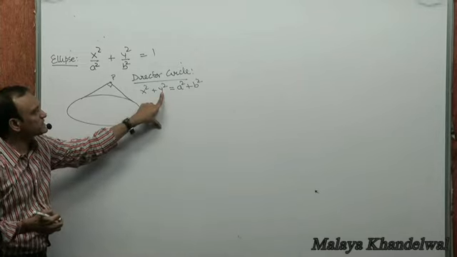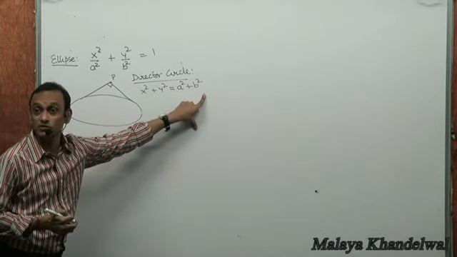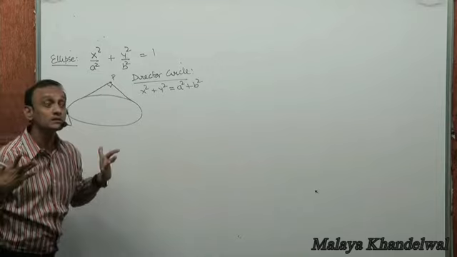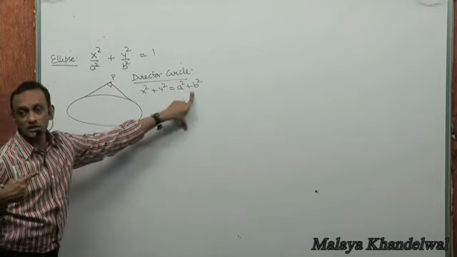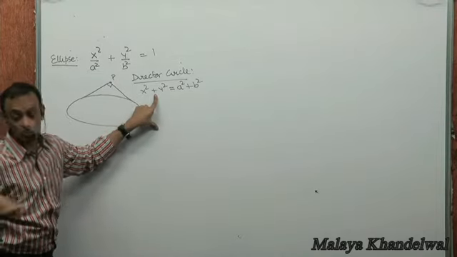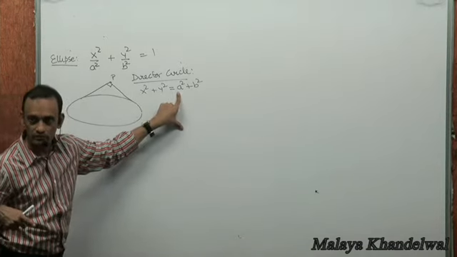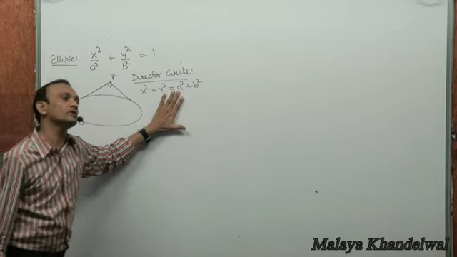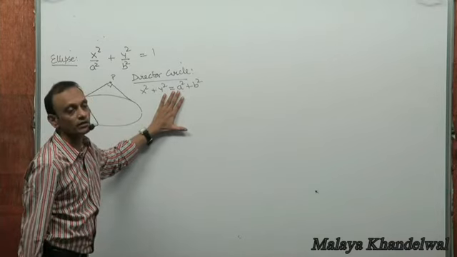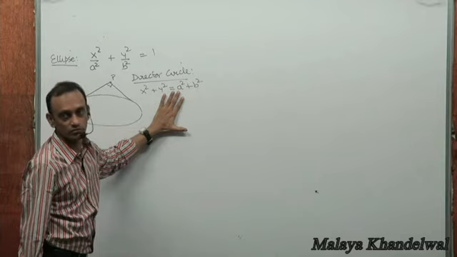Director circle of an ellipse is x squared plus y squared equals a squared plus b squared. In this case, the director circle has a center common with the center of the ellipse and its radius is root a squared plus b squared. From any point on the circle, if you draw a pair of tangents to the ellipse, they will be perpendicular to each other.